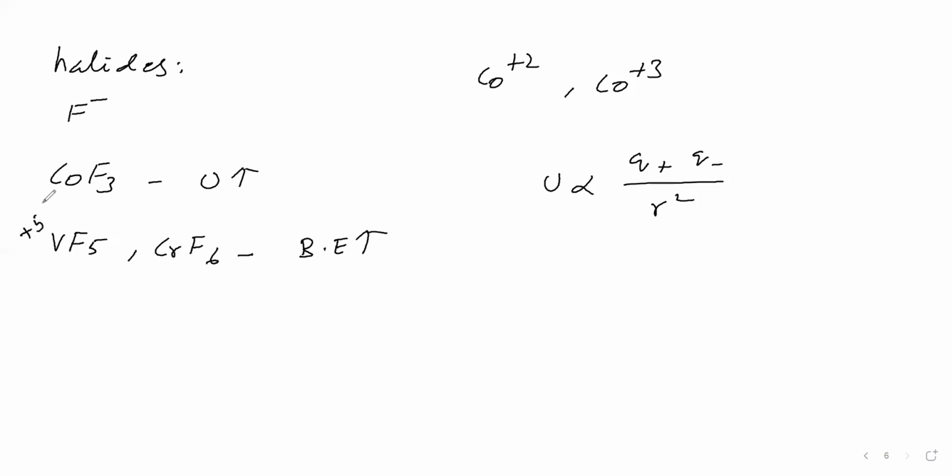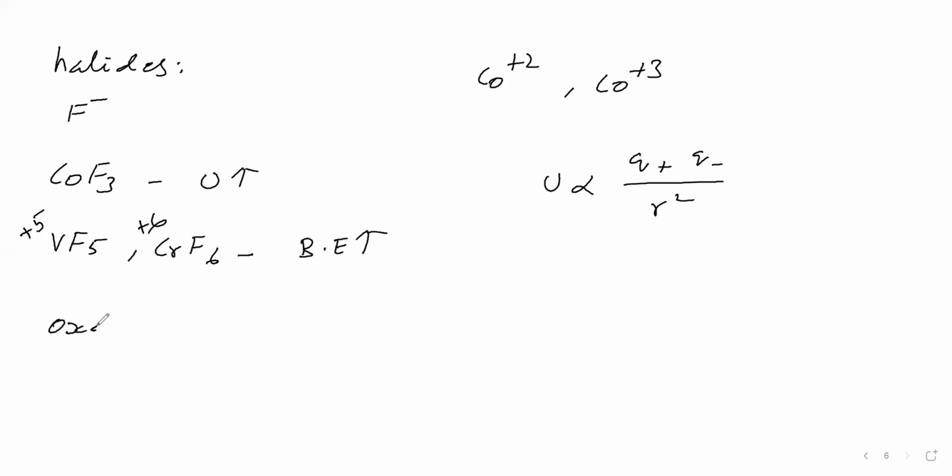VF5 and CrF6 we will take. Here vanadium is +5, the maximum oxidation number of vanadium. Chromium's maximum oxidation number is +6. These maximum oxidation numbers are stabilized by fluorine among the halides because fluorine size is small. Therefore, overlapping tendency is more, so bond strength is more, bond enthalpy is more, and therefore stability is more.